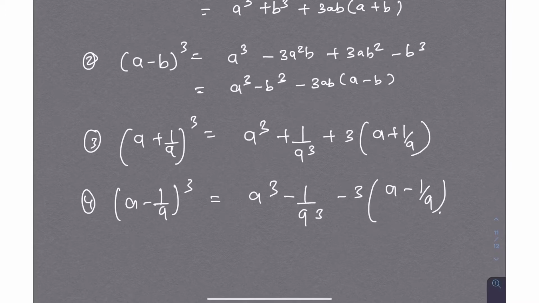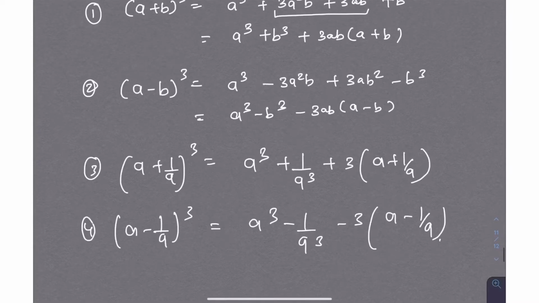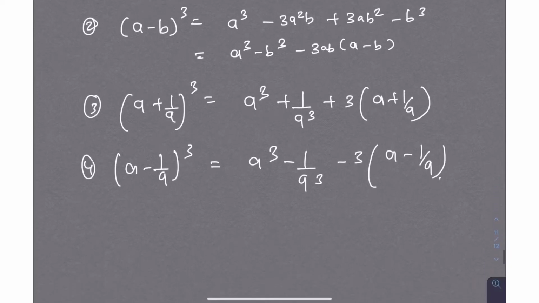You must be having doubts: where did ab go? ab means the first term was a and the second term was b, so their product was ab. But now in this case, the first term is a and the second term is 1 upon a. So when I multiply a into 1 upon a, I'm going to get 1. That is the reason the ab term is missing here.